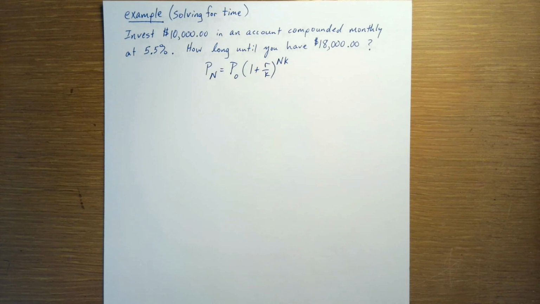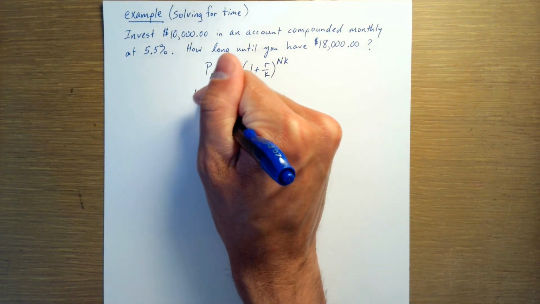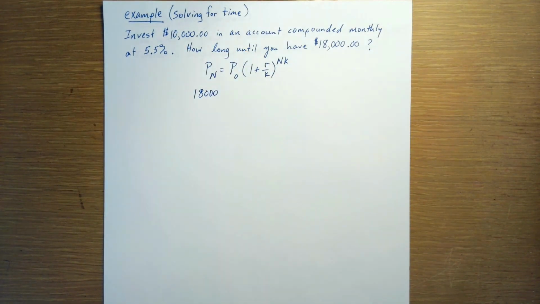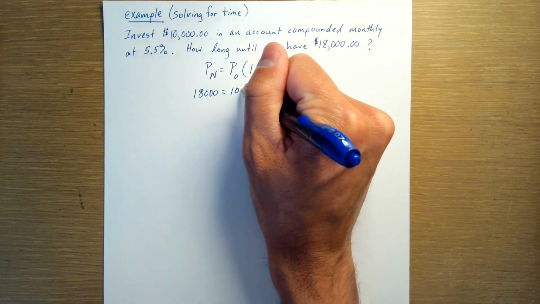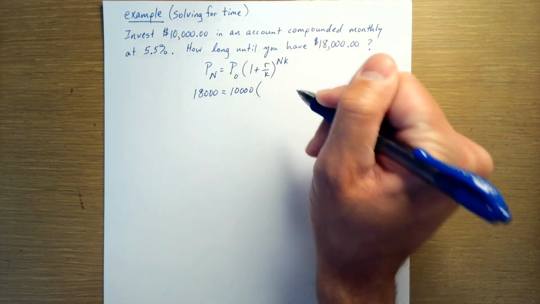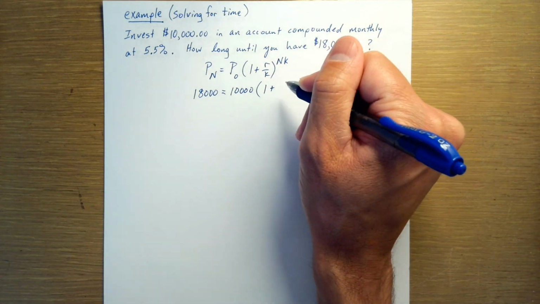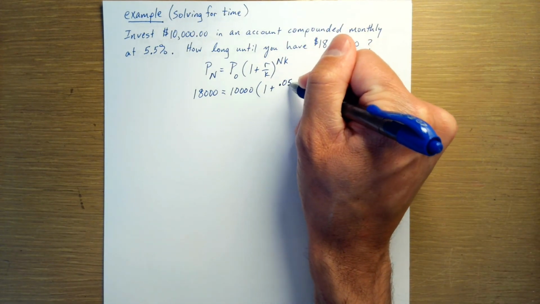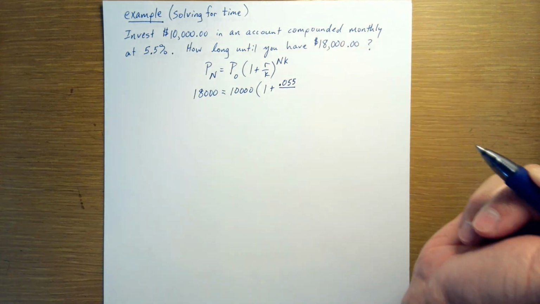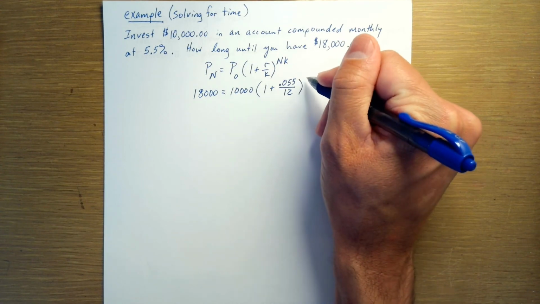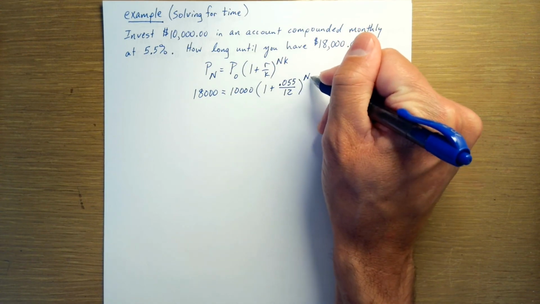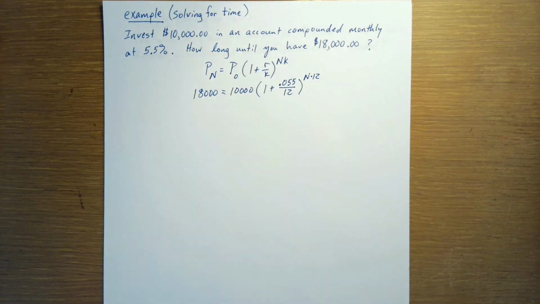And again, we just need to figure out which variables correspond to which numbers. So this time I know p sub n, that's 18,000, because I know how much money I want to end up with in the end. And I know how much I invest, that's 10,000. I know r, that's 5.5%, so that's 0.055. It's compounded monthly, therefore k is 12. But what I don't know is capital N. And so this is what my equation looks like, and I have to solve for n.